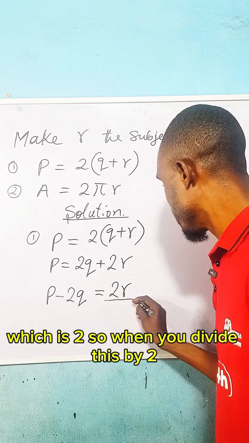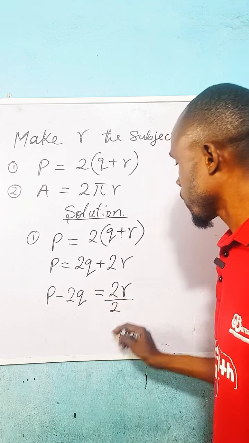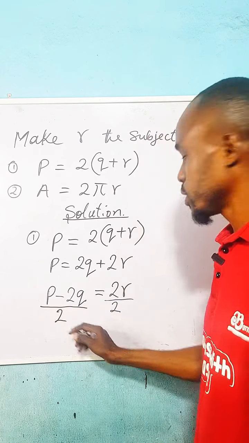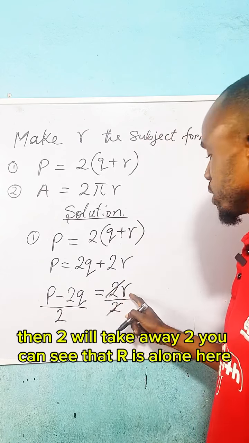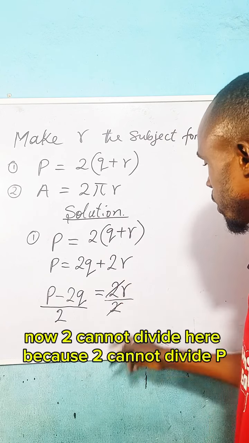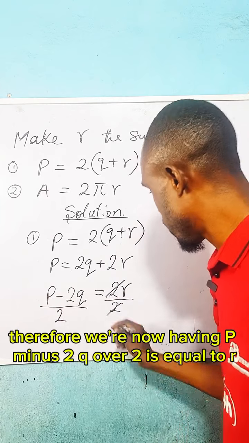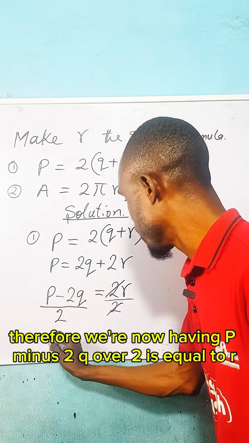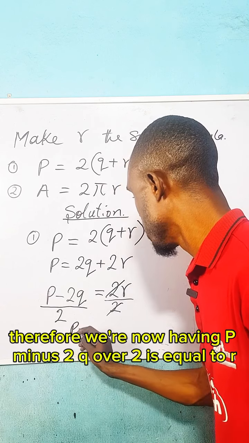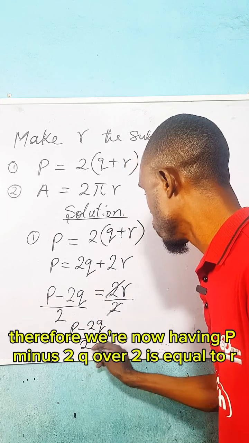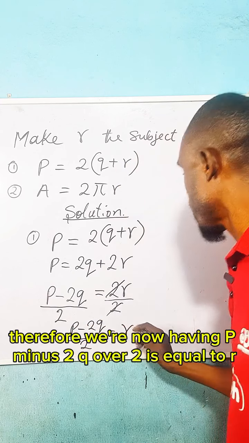So when you divide this by 2, we want 2 to go. And you will also divide this side by 2. Then 2 will take away 2. You can see that R is alone here now. 2 cannot divide here because 2 cannot divide P. Therefore, we're now having P minus 2Q over 2 is equal to R.